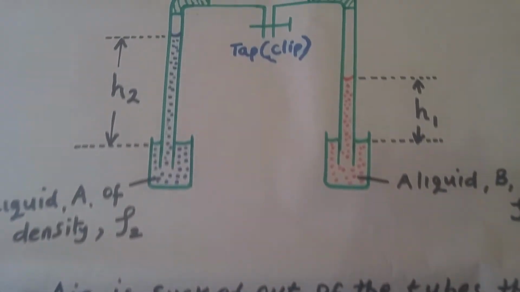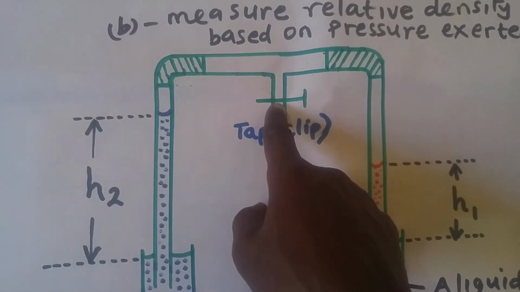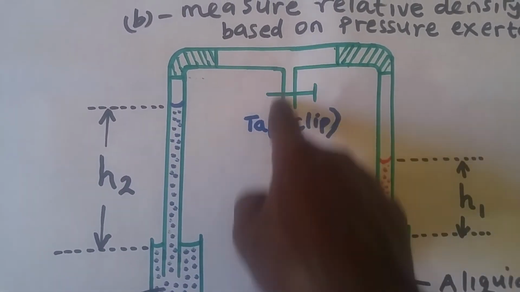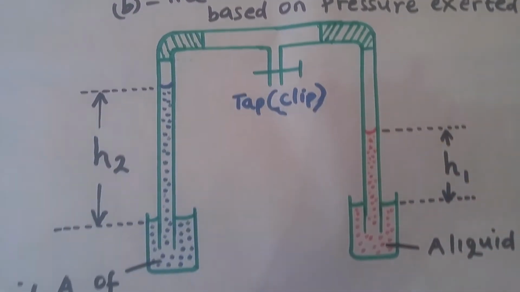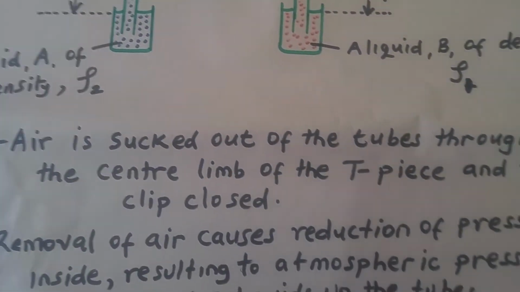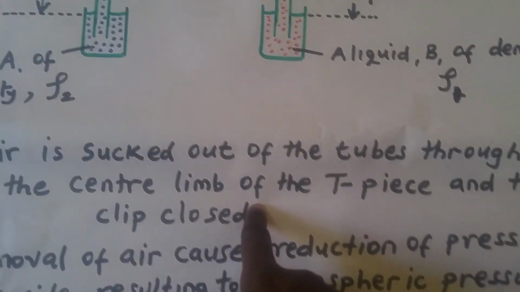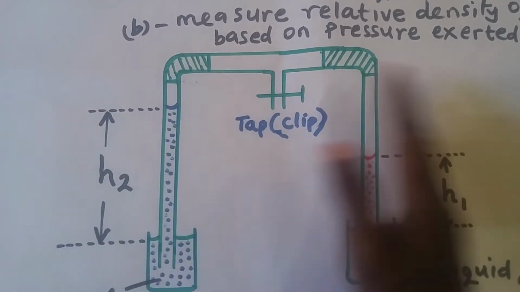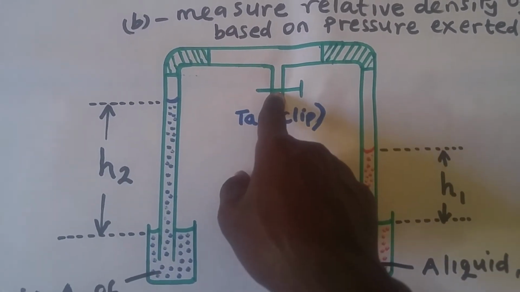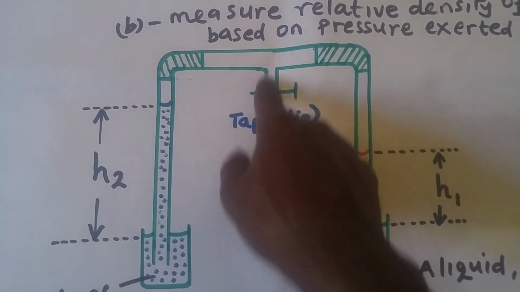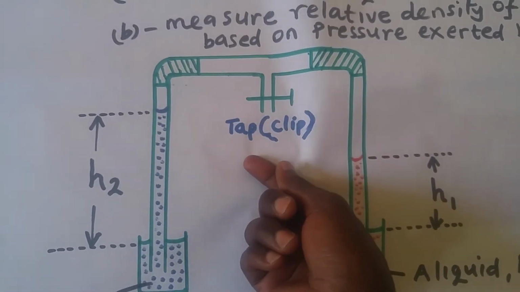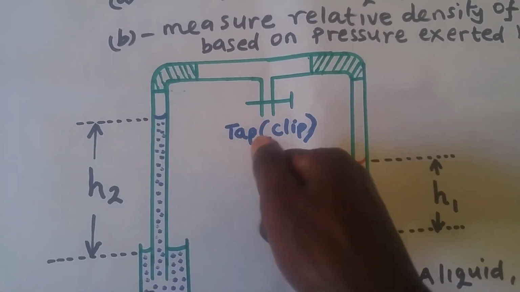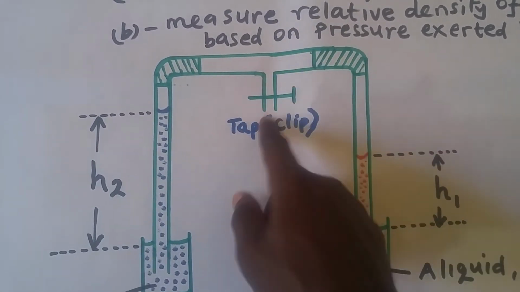Now, you realize that this tap here also looks like a T. You see? Like this. It looks like a T. So that's why we are saying you can do that using the center limb. This is the center, and the center of this side and this side. So when you are sucking the air, you use this center limb. You open the tap, put the vacuum pump, remove the air, then you close using the center limb, which looks like a T.